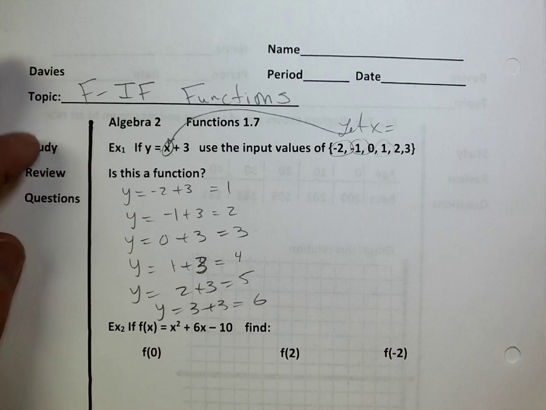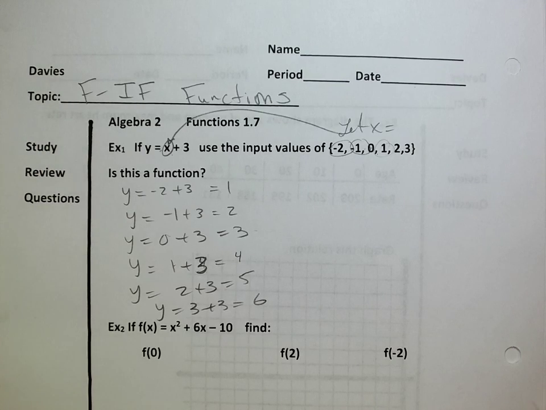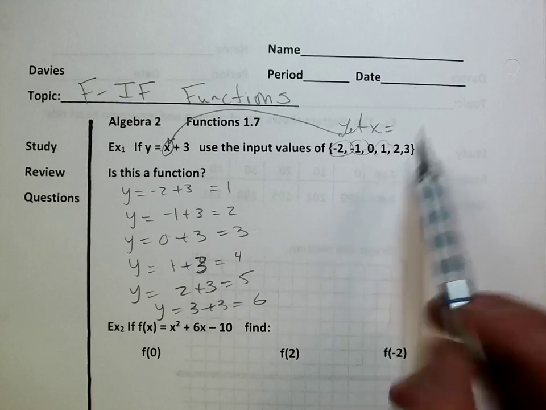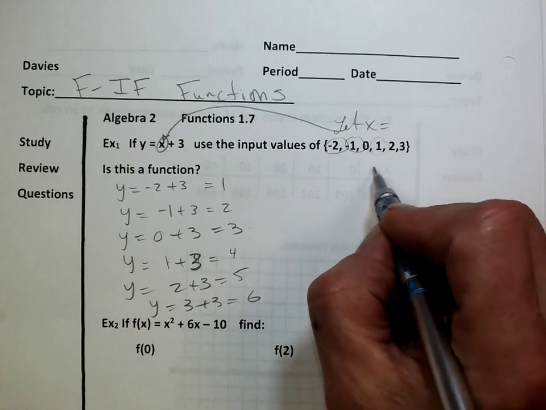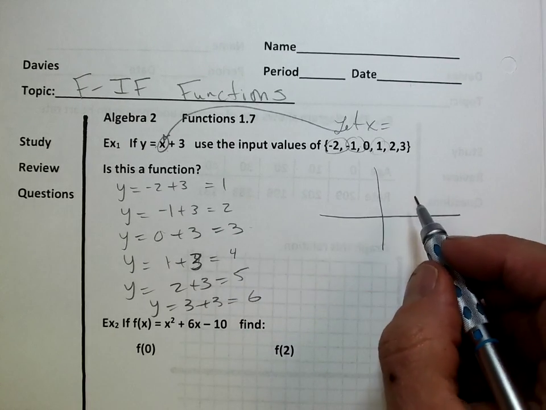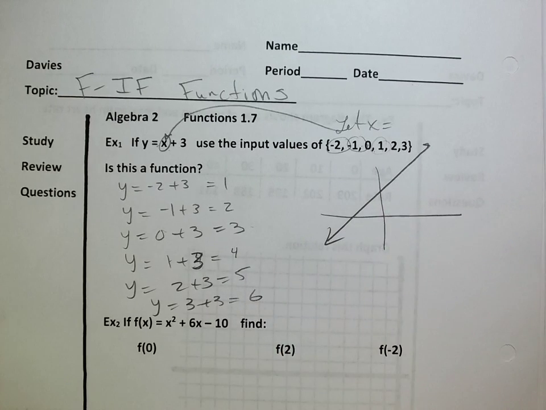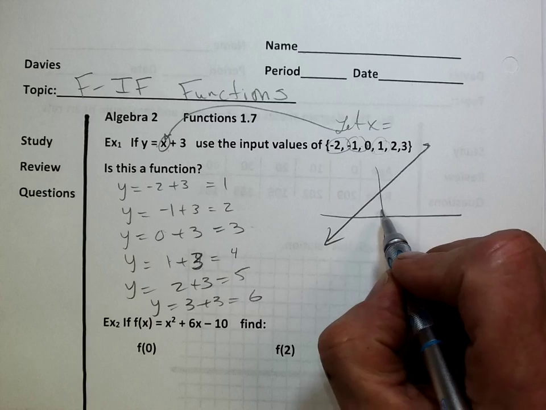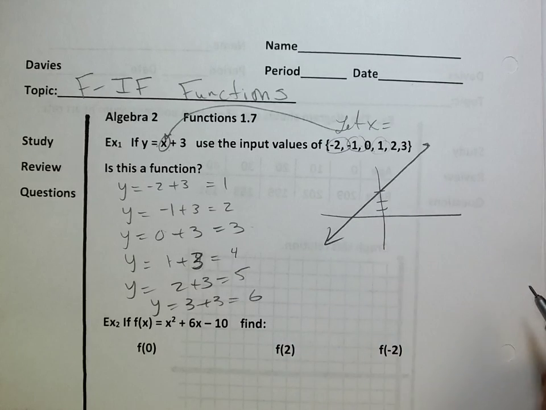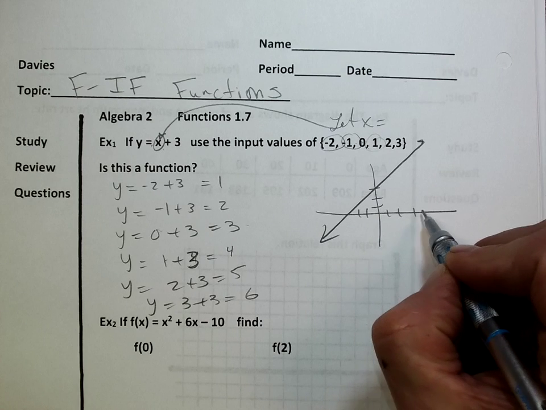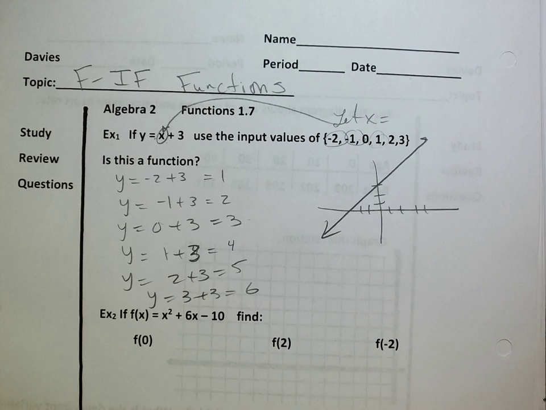Okay, is this a function? Yes. It is a function. Every single x value has a unique y value, right? If we graphed it, it just looks something like this, okay? We know it goes 1, 2, 3, right? Okay, it looks something like this. Now, you know it's a function, right?